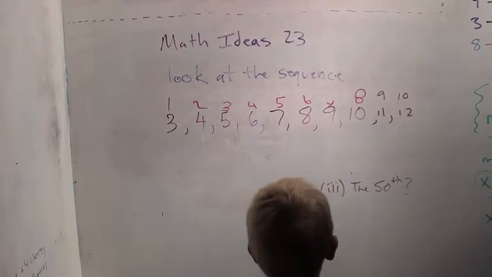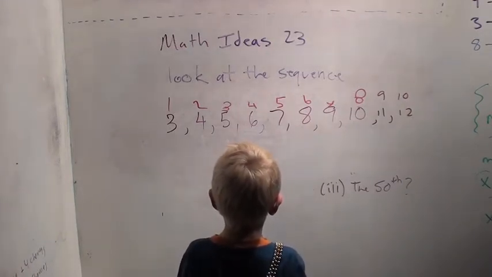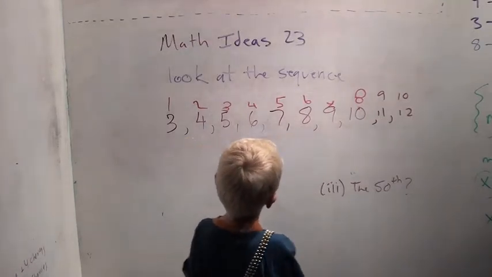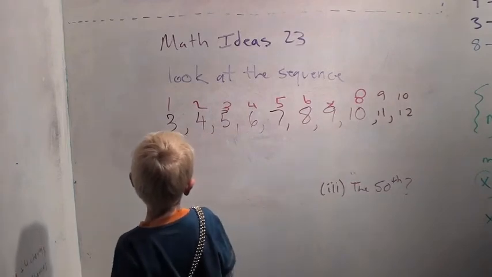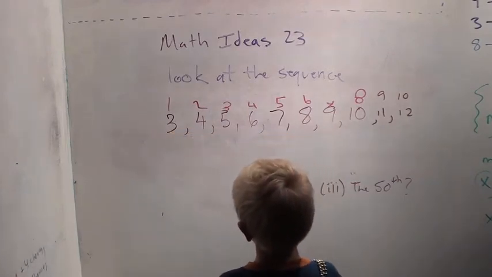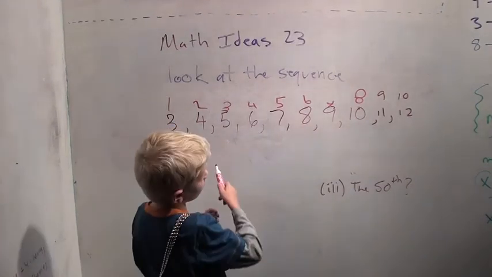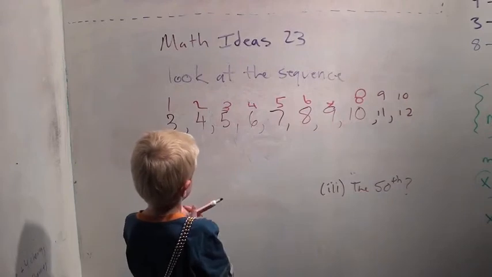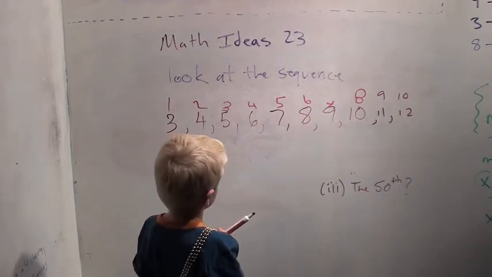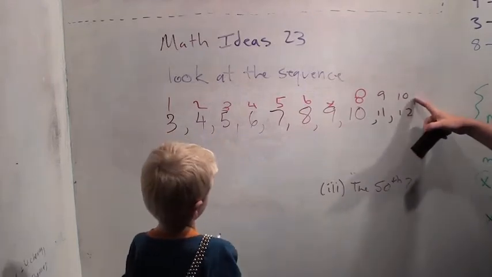We're going to look for patterns. The first term was 3. Second term was 4. The third term was 5. How do we get from 1 to 3? You add 2. Okay. How do we get from 2 to 4? You add 2. How do we get from 3 to 5? You add 2. Okay. Did that keep working? The 10th term was 12.